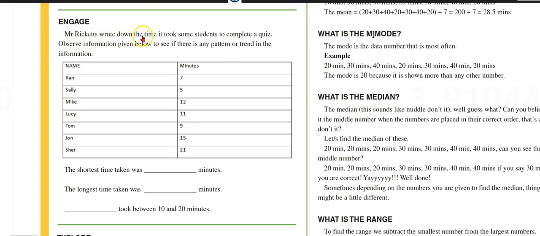Mr. Ricketts wrote down the time it took some students to complete a quiz. Observe the information given below to see if there is any pattern or trend in the information. So we have the name and the minutes. Ran 7, Sally 5, Mike 12, Lucy 11, Tommy 9, John 15, and Sher 21.